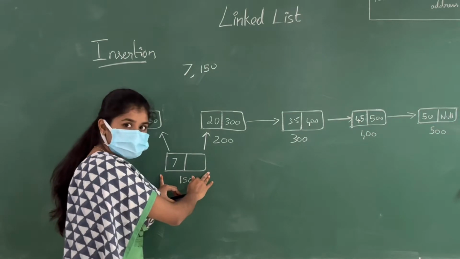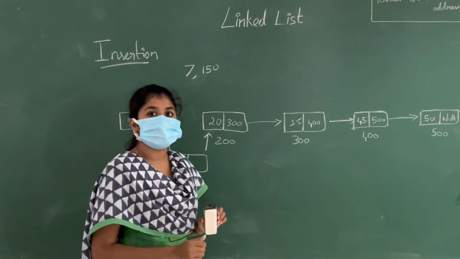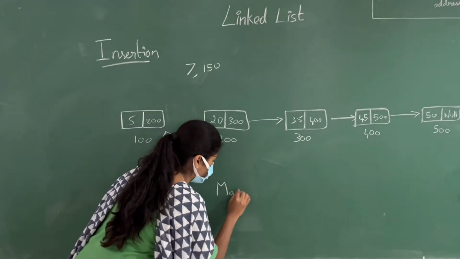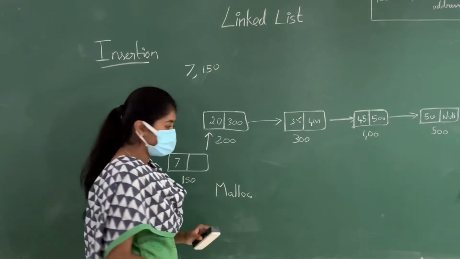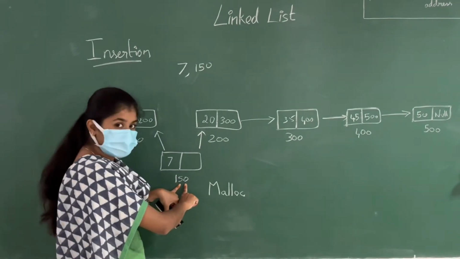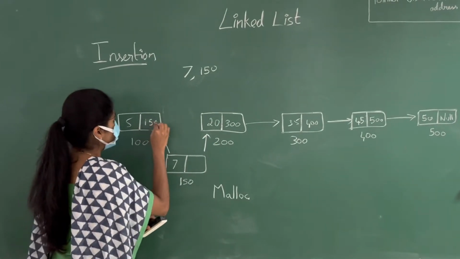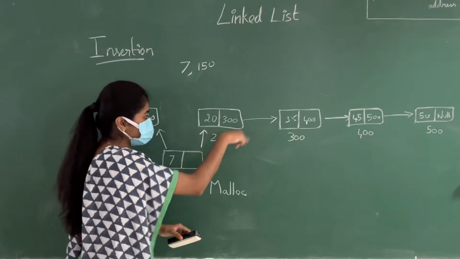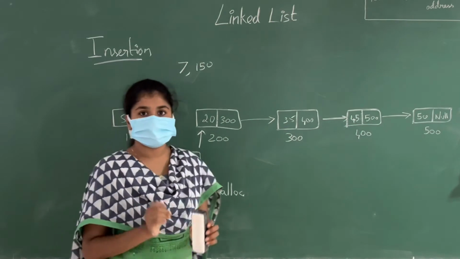Once the node is created, it has to be stored in memory. For storing the node in memory, a special function will be used, which is malloc. Once it is stored in memory, this address 150 will be written here, and this address 200 of this node will be written here. This is how a node is inserted.